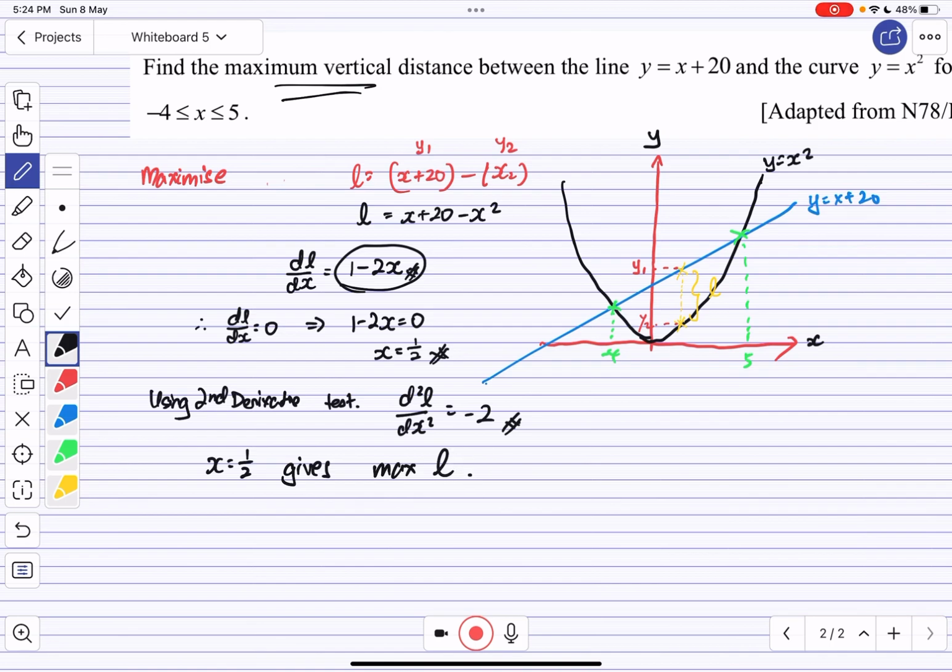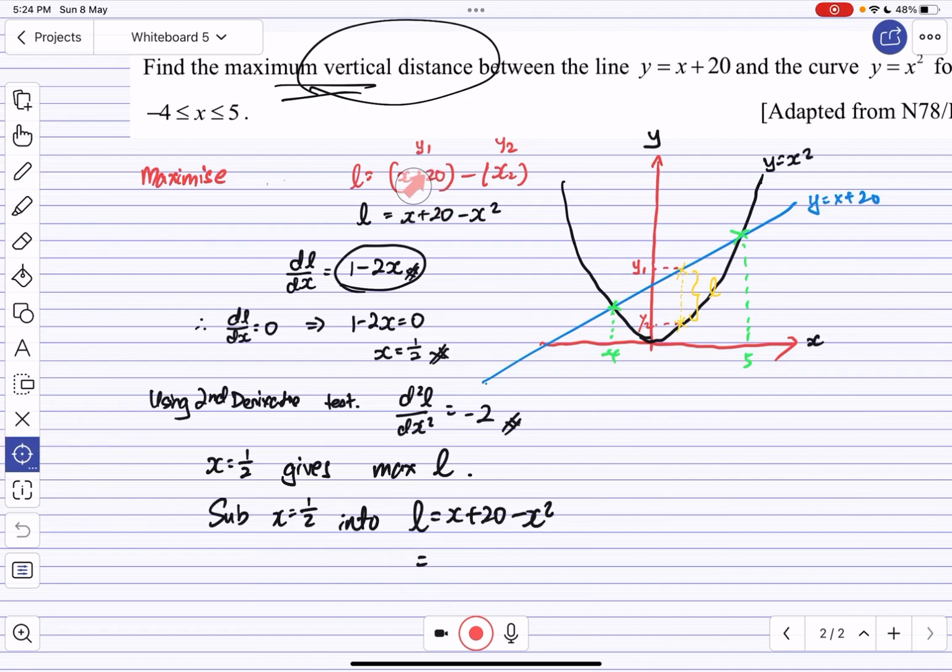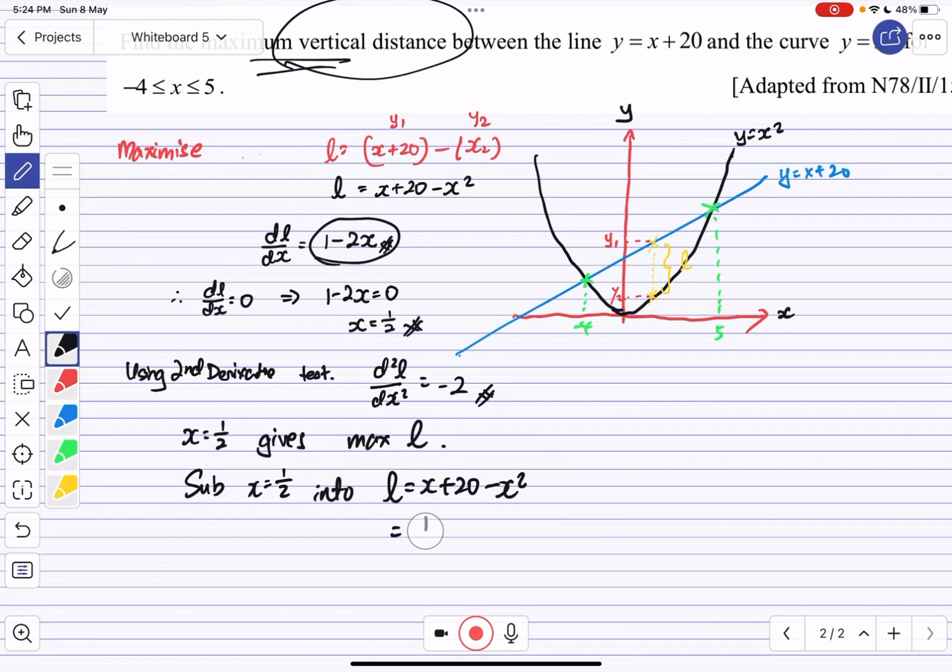So next, I want to find the maximum distance. Just substitute x equals half into L, where L is x plus 20 minus x squared, the difference between the two functions. The difference between y1 and y2 is the vertical distance. So this is half plus 20 minus half squared, which gives us the answer to be 81/4. So the answer is just 81/4 units.